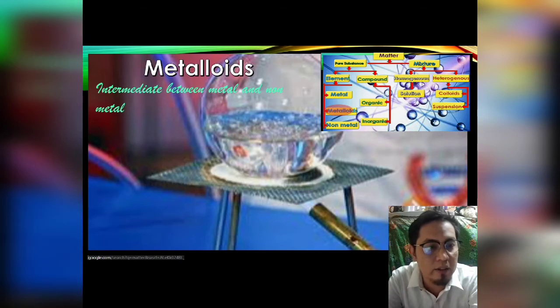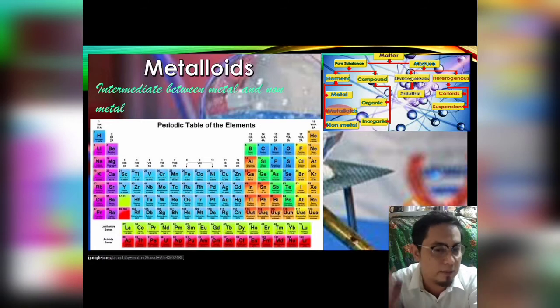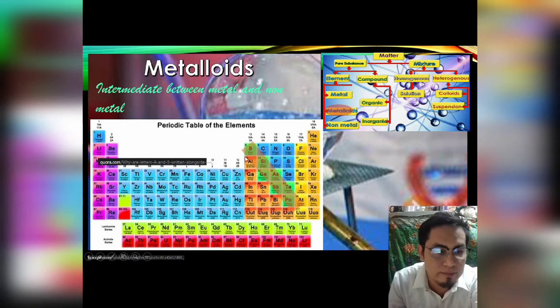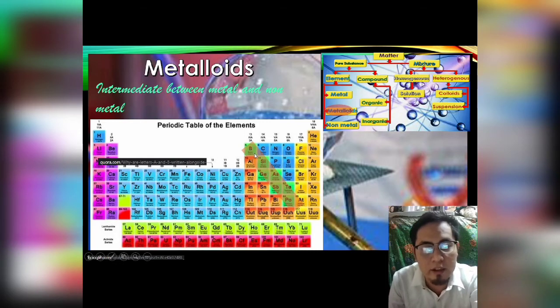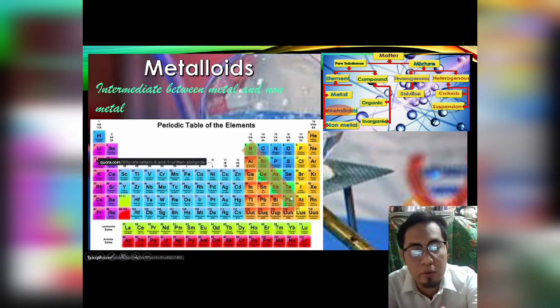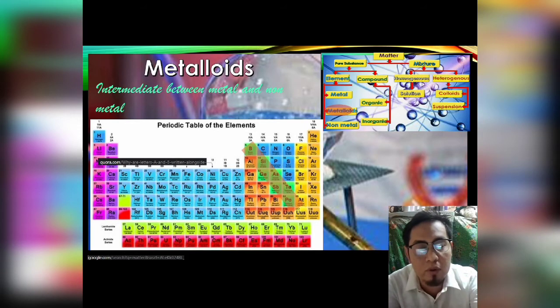Next, we have metalloids. Metalloids are intermediate between metal and non-metal, meaning they can act as metal and they can also act as non-metal. Where can we find these? Metalloids are these ones. There are 7 metalloids in our periodic table: boron, silicon, germanium, arsenic, antimony, tellurium, and polonium. It is simple to identify metal from non-metal if you know the position of the metalloids.